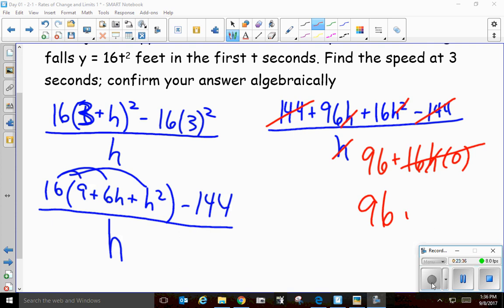96 feet per second. No squared, that's velocity. Acceleration, rather. We want velocity. There you go. You got your 2 problems in the book. Go nuts.